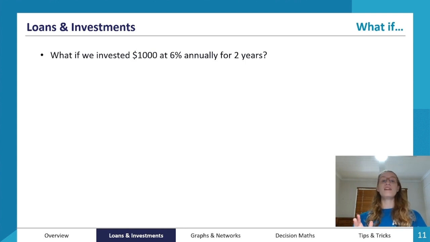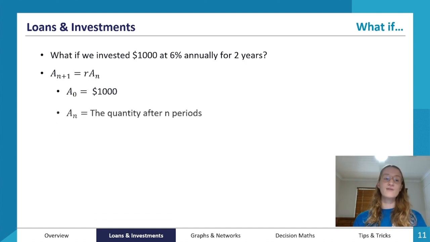But what if we invested $1,000 at 6% per annum for 2 years? So the difference in this scenario is that in our last question, we were looking at what if we invested at 5% per annum. But here we're asking, what if we invested at 6% per annum? So we'll do the same thing. We'll work out our formula.